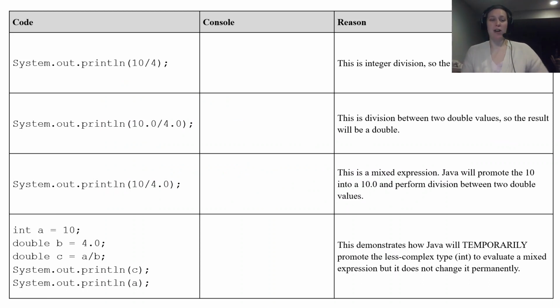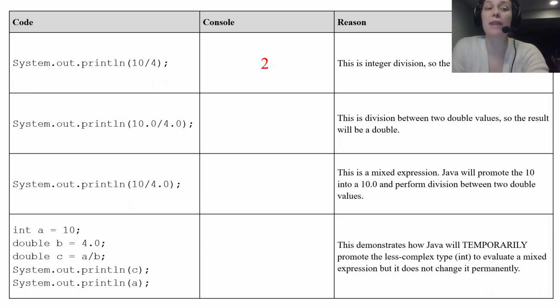And here we have our 4 examples off to the left, and then the reason why the console is going to print off what it prints off. So focus on the first line here, 10 divided by 4. Well, we went over that. That's integer division. The result is going to be an integer, right? 4 goes into 10 evenly twice, okay? And then there's 2 left over, right? 4 goes into 10, 4, 8, and then 9, 10. There's 2 left over, okay? So 2, it goes in evenly.